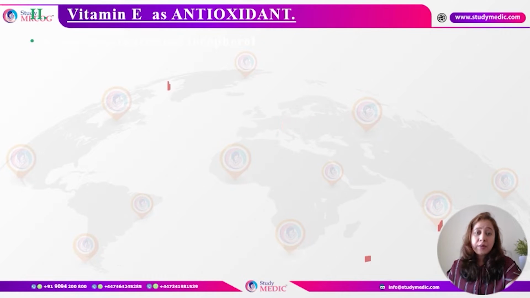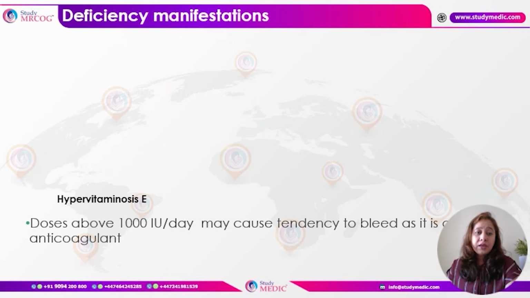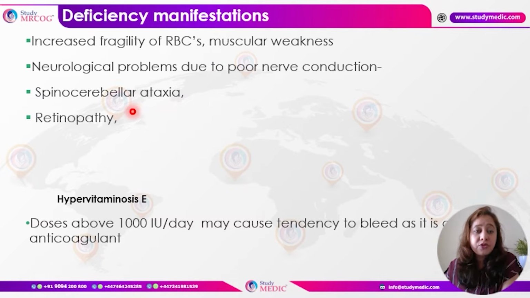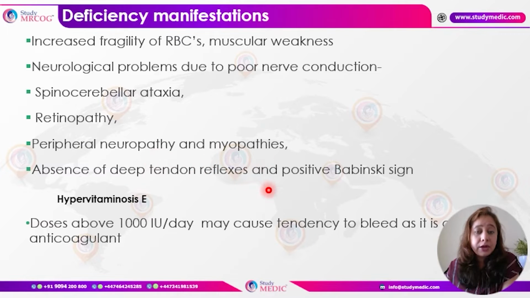Now let us see the effects of other vitamins. An excess of vitamin can cause toxicity, and deficiencies can be seen. Vitamin E deficiency can present with bleeding tendencies. Sorry, that's about vitamin K. We are talking about vitamin E here. If there is a deficiency of vitamin E, it can lead to muscular weakness, neurological problems, ataxia, retinopathy, peripheral neuropathy, and myopathies. So deficiency is bad, and hypervitaminosis is also bad. Hypervitaminosis of E will lead to bleeding tendencies.